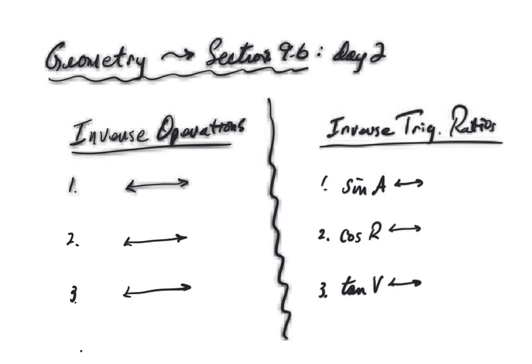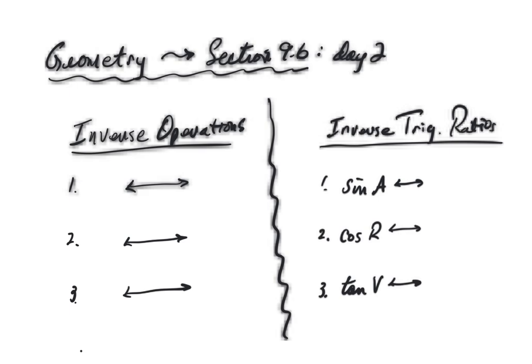Good afternoon. We're going to keep working on section 9.6 today. In section 9.6, what we've talked about is how we can use our trig ratios to do something a little bit different in our triangles. And the idea again is to think about trig ratios and their inverse. So being able to work the trig ratio essentially backwards.